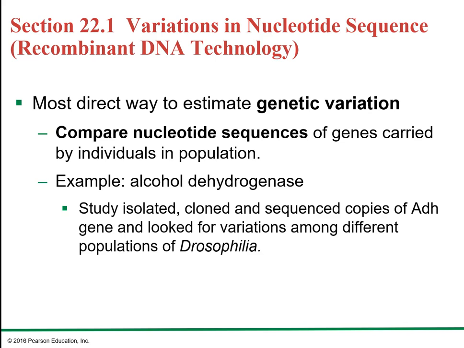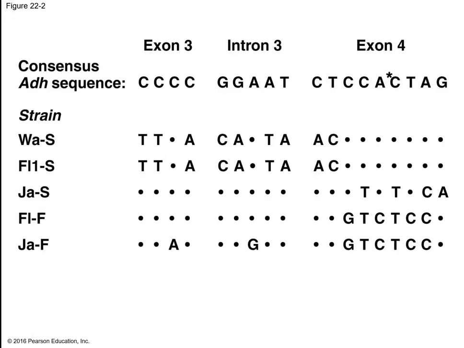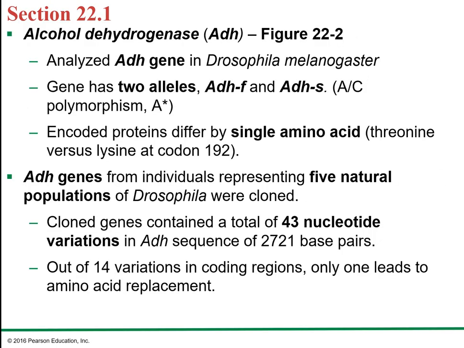We can actually visualize the DNA because of the technology we have, right? So the next figure here is figure 22.2. I'll explain it a little bit more in terms of what it's showing. Like I said, they analyzed this ADH gene in Drosophila, okay? And basically what they found from their study, with smaller scales, is that there's two different alleles, okay? That you can have this sort of ADHS version and this ADHS version, okay?